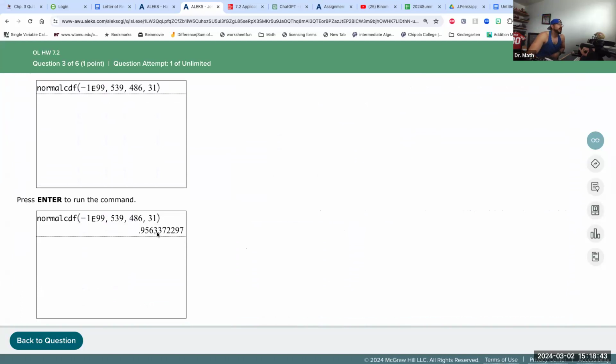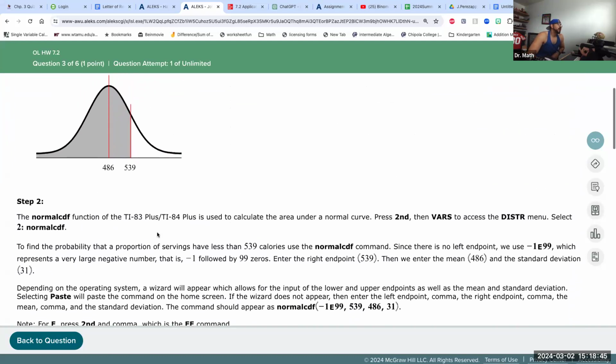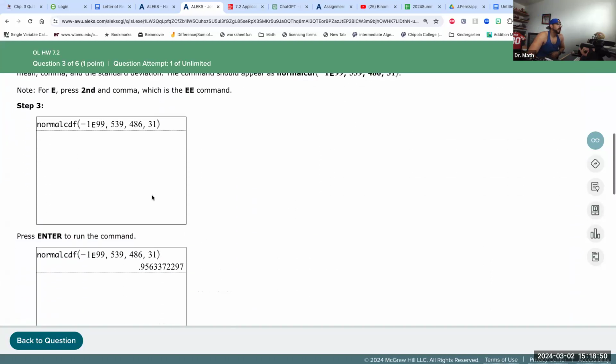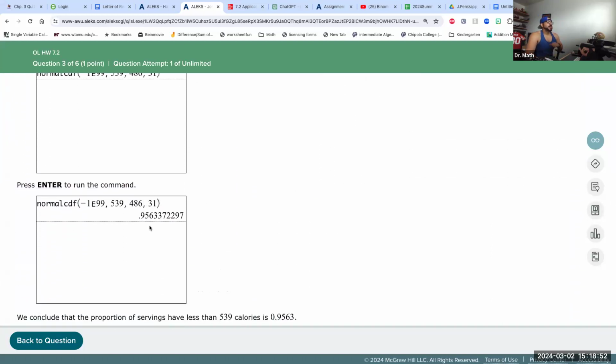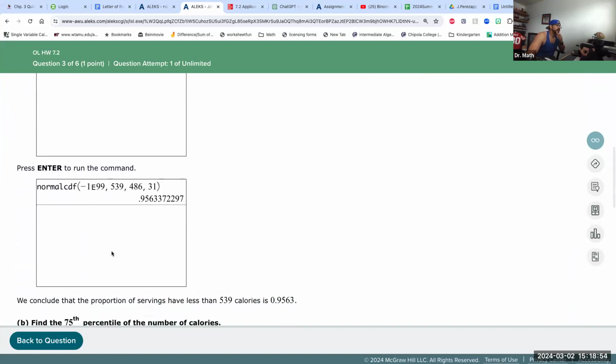All right. So again, notice for number one, I wanted an area. All right, so let me go back down so you could copy that down. All right. So we could conclude that the proportion of servings that have less than 539 calories is this amount.